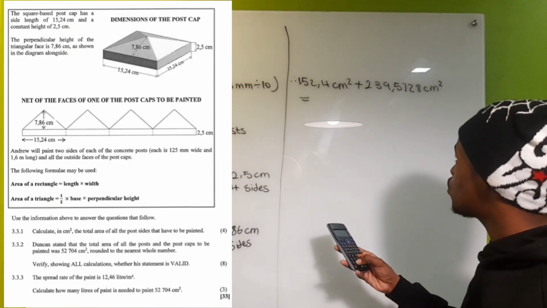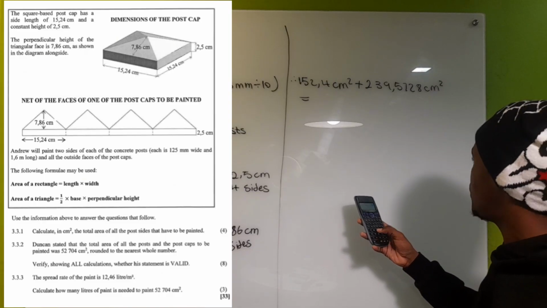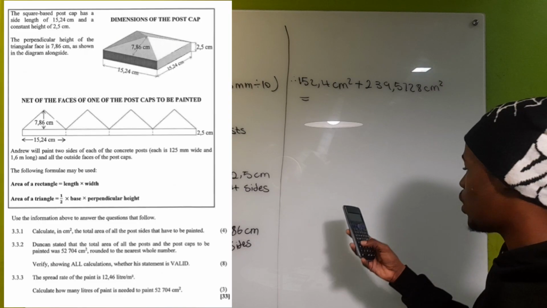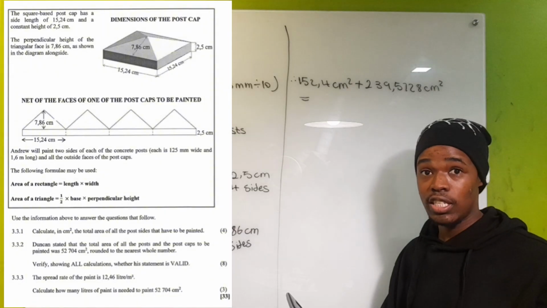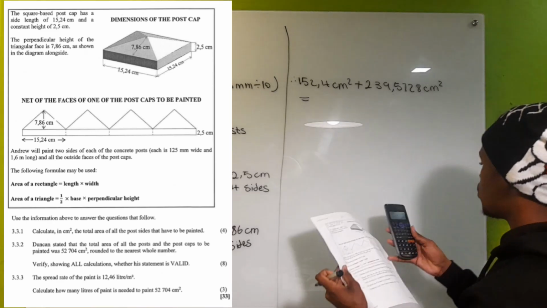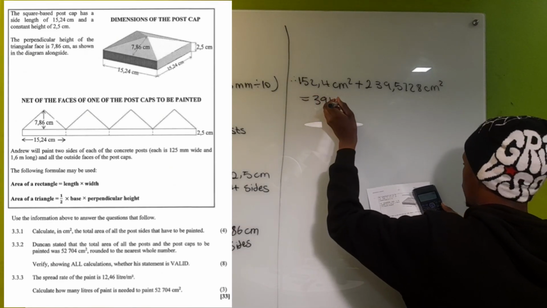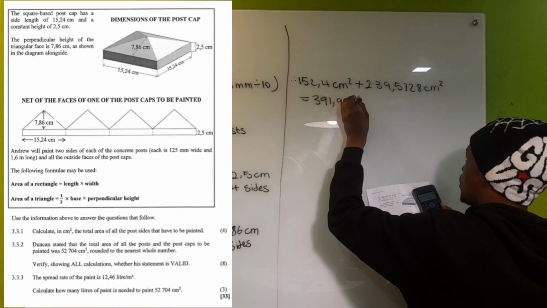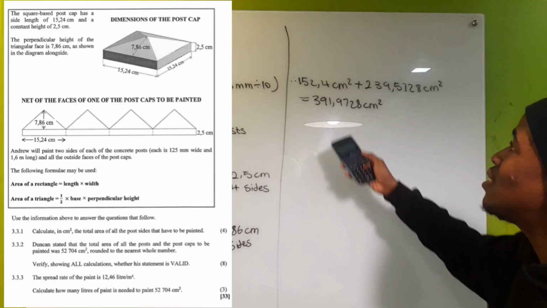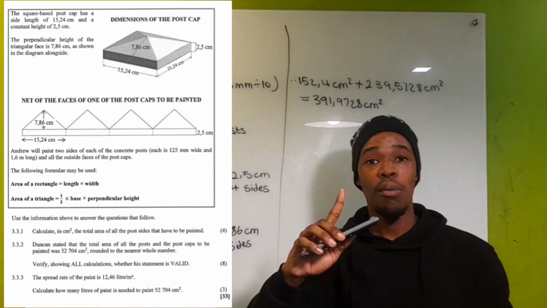Okay, let's see how much that actually gives us. So 152.4 plus 239.5728. Please do not forget to click the calculator with me so we can get correct answers. Here on my calculator, it gives me 391.9728 centimeters squared. So this is the total area of one post cap.